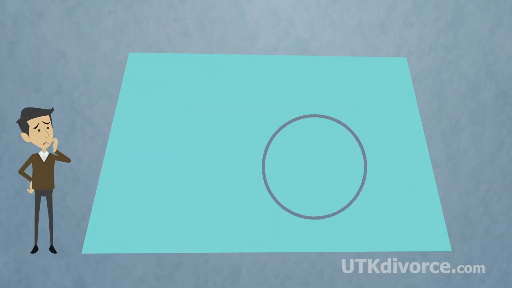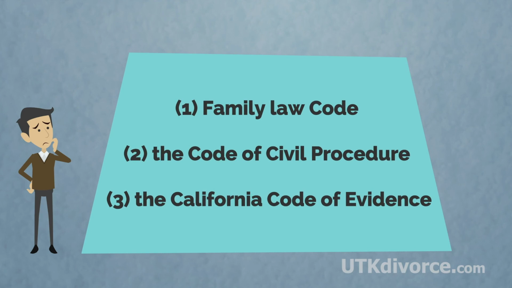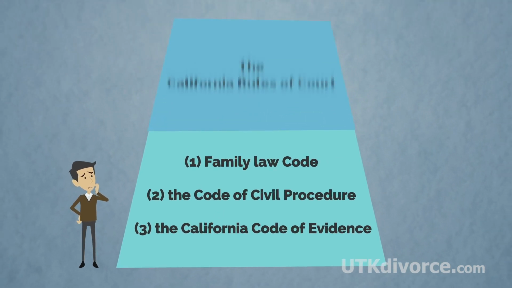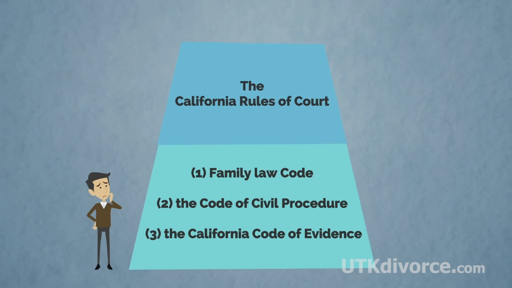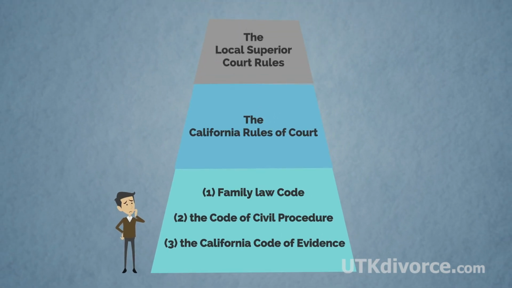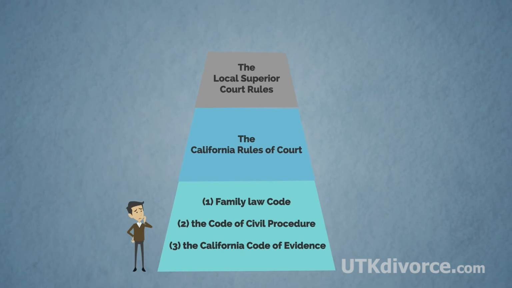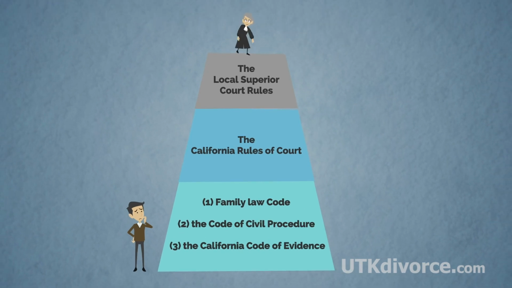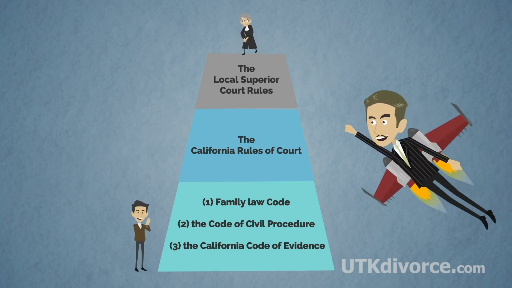The legal rules are as follows. Tier 1 rules include the Family Law Code, the Code of Civil Procedure, and the California Code of Evidence. The second tier rules are the California Rules of Court. The third tier rules are local Superior Court rules. And last, sometimes a family law judge may have his or her own department rules. A competent family law attorney will help you navigate all these rules.